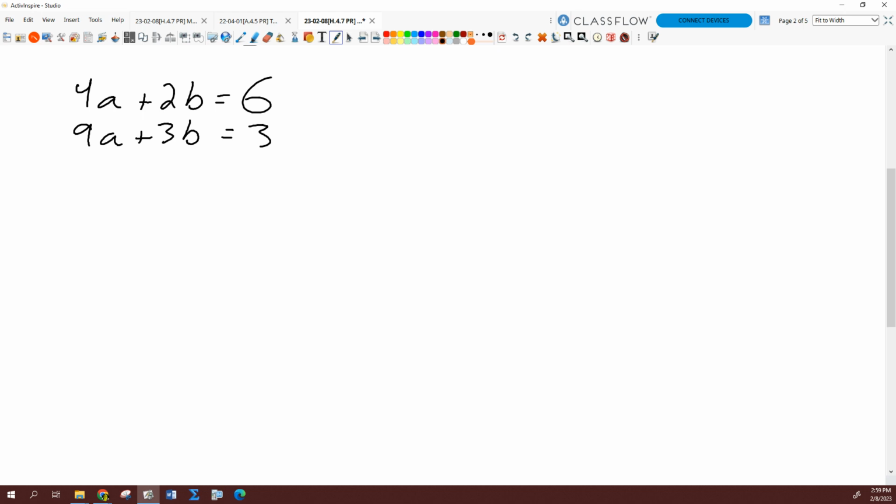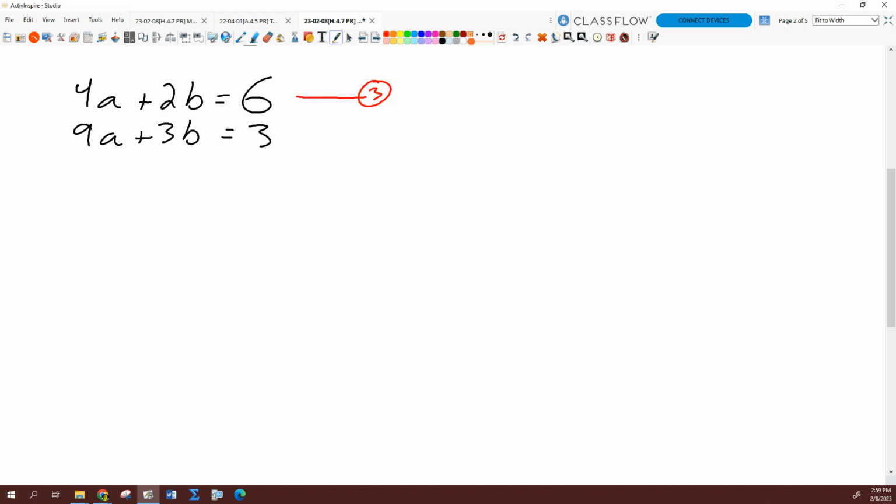So the top one, we're going to use elimination, aren't we? We don't want to use substitution here because no unknown is easy to isolate here, right? If I try to isolate a or b, I'm going to get fractions, right? And I don't want to substitute with fractions. So we'll multiply the top one by 3.